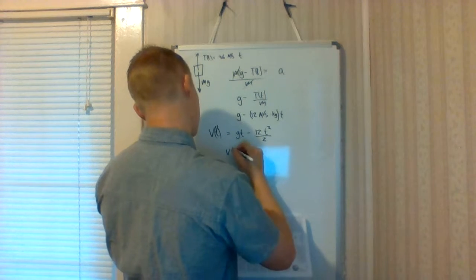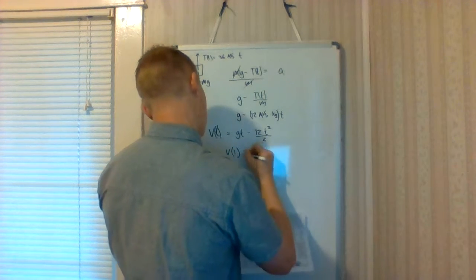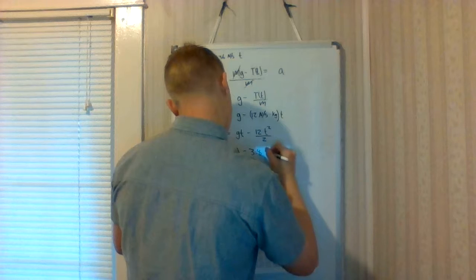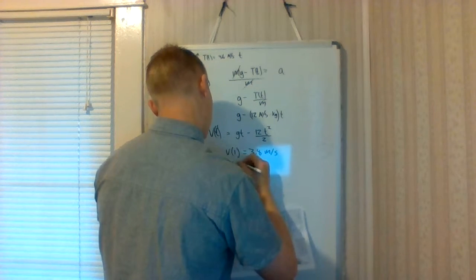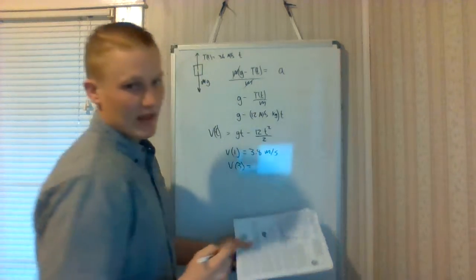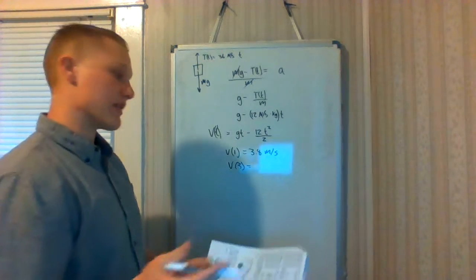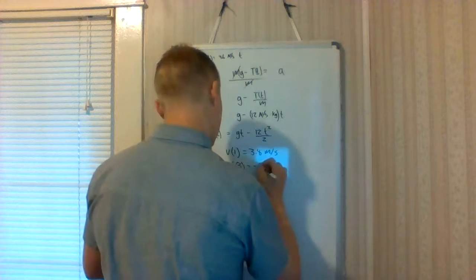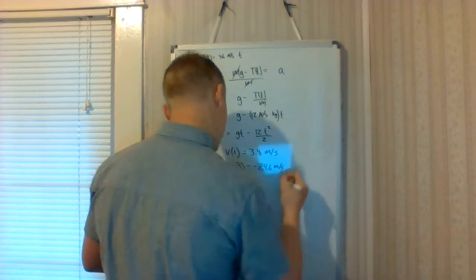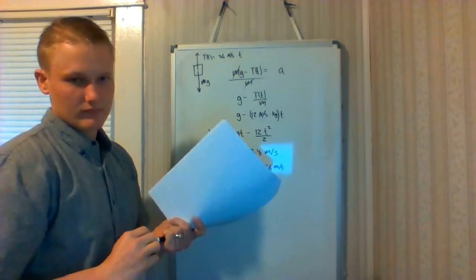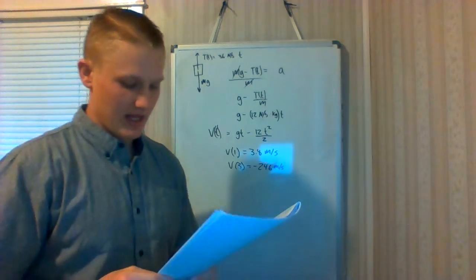So velocity at 1 second is 3.8 meters per second. Then velocity at 3 seconds, I believe is the next one, comes out to negative 24.6 meters per second. So that's question A.